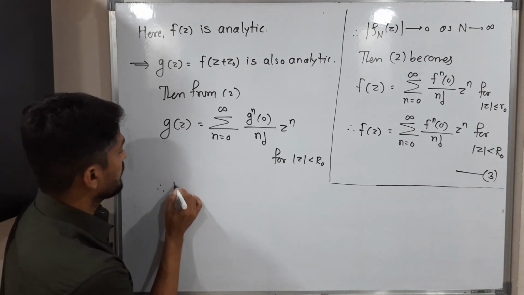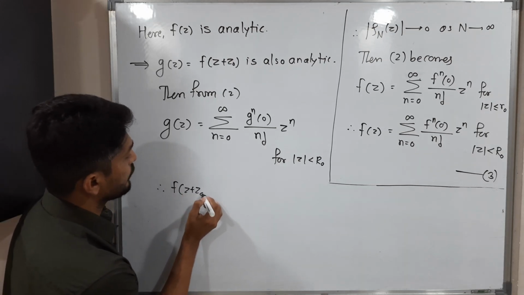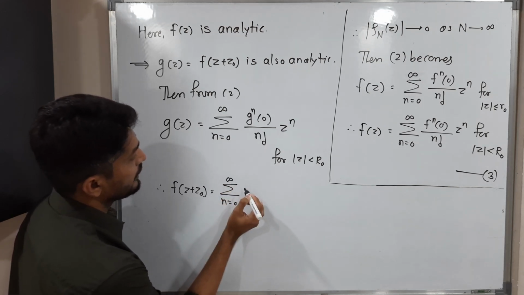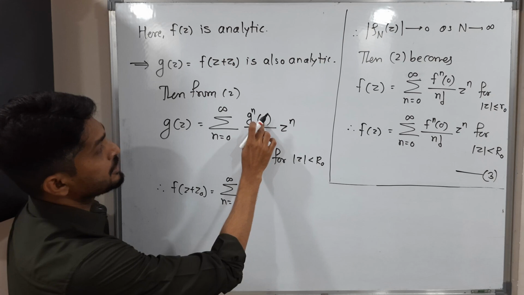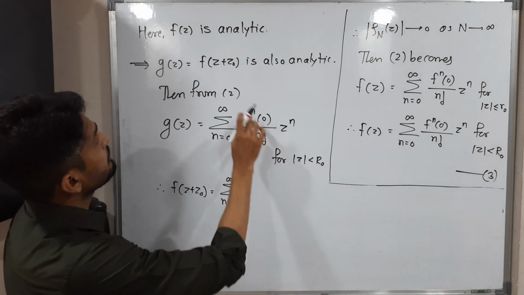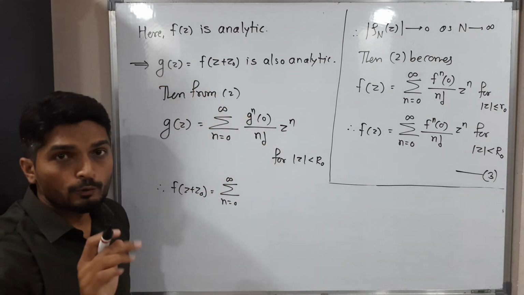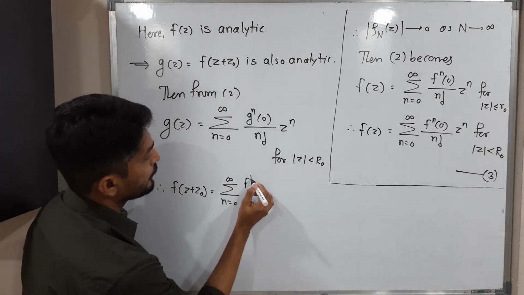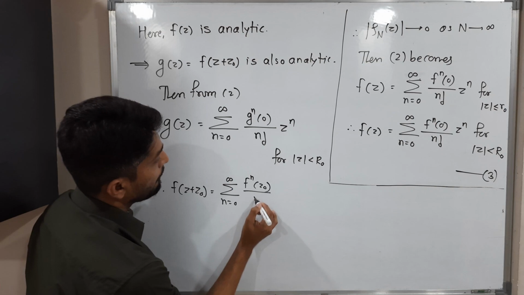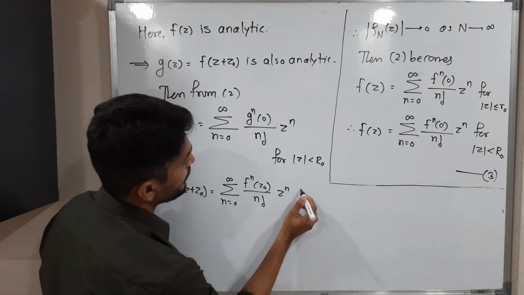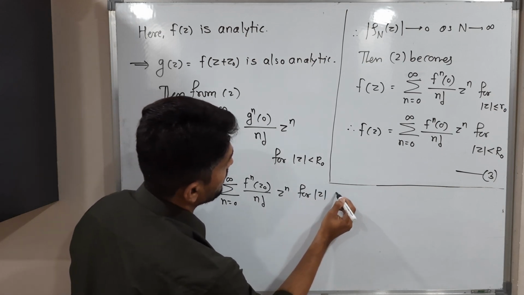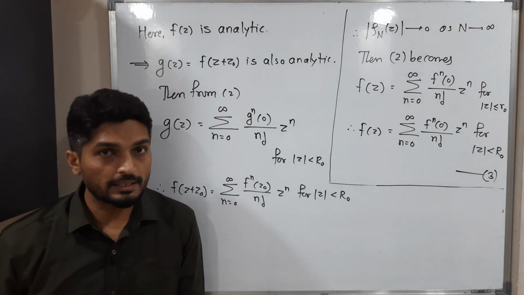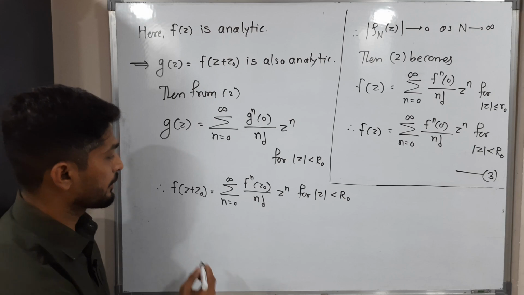Therefore, f(z + z naught) is equal to summation n running from 0 to infinity, nth derivative of g at 0. That means in place of z we have to put 0. If I put 0 here, we will have f at z naught. So the nth derivative of f at z naught upon n factorial z raised to n, for |z| less than r naught. Now what I am going to do is replace z by z minus z naught.